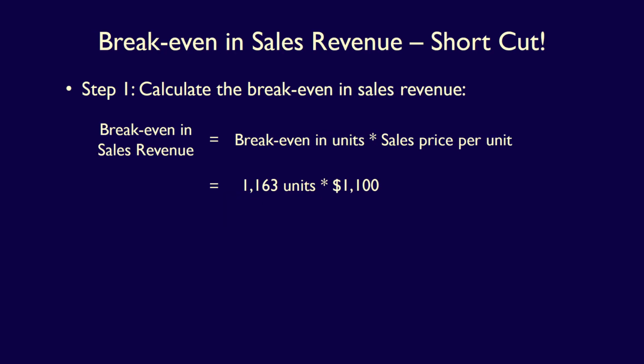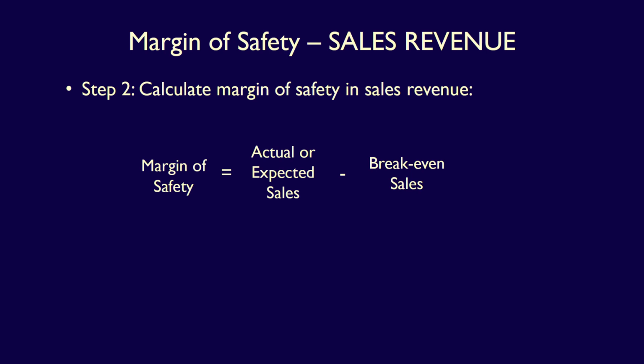So if we multiply 1,163 units by $1,100, the sales price per unit, we get a total sales revenue at the break-even point of $1,279,300. Since we have the break-even in sales revenue, step 2 is to calculate the margin of safety using the formula. Margin of safety is equal to actual or expected sales revenue minus break-even sales revenue. We have the break-even in sales revenue of $1,279,300, but we need the actual or expected sales revenue.